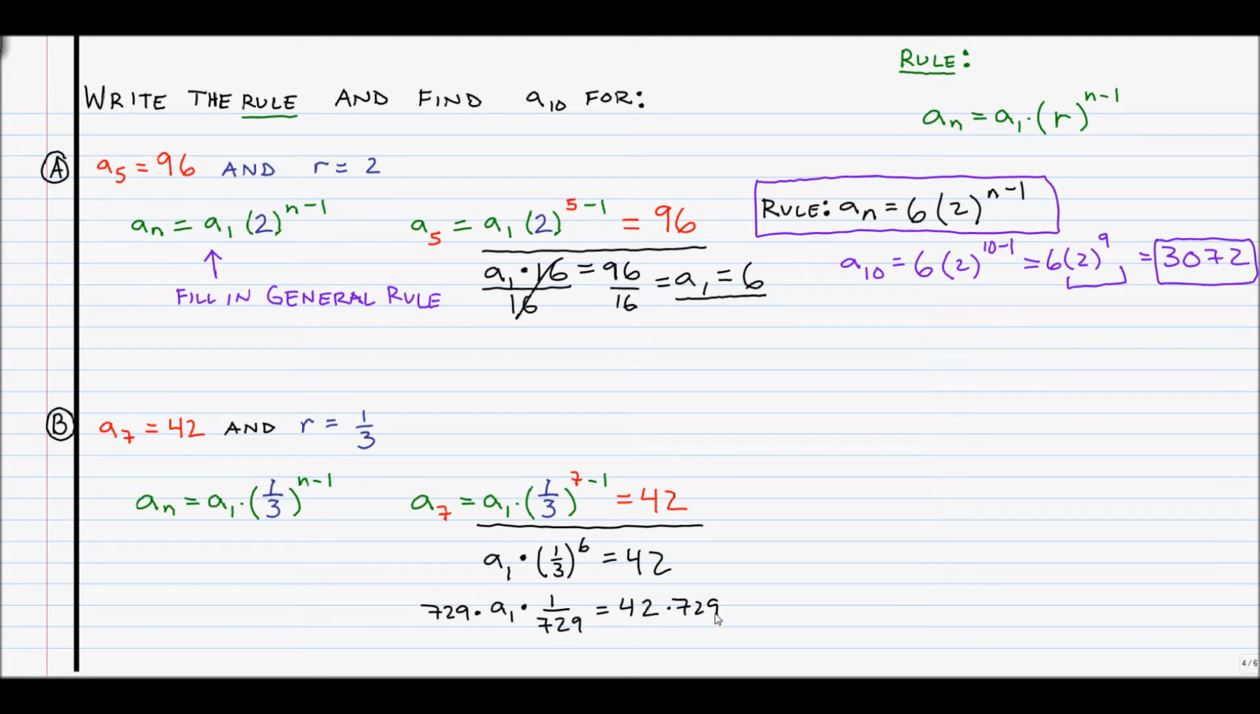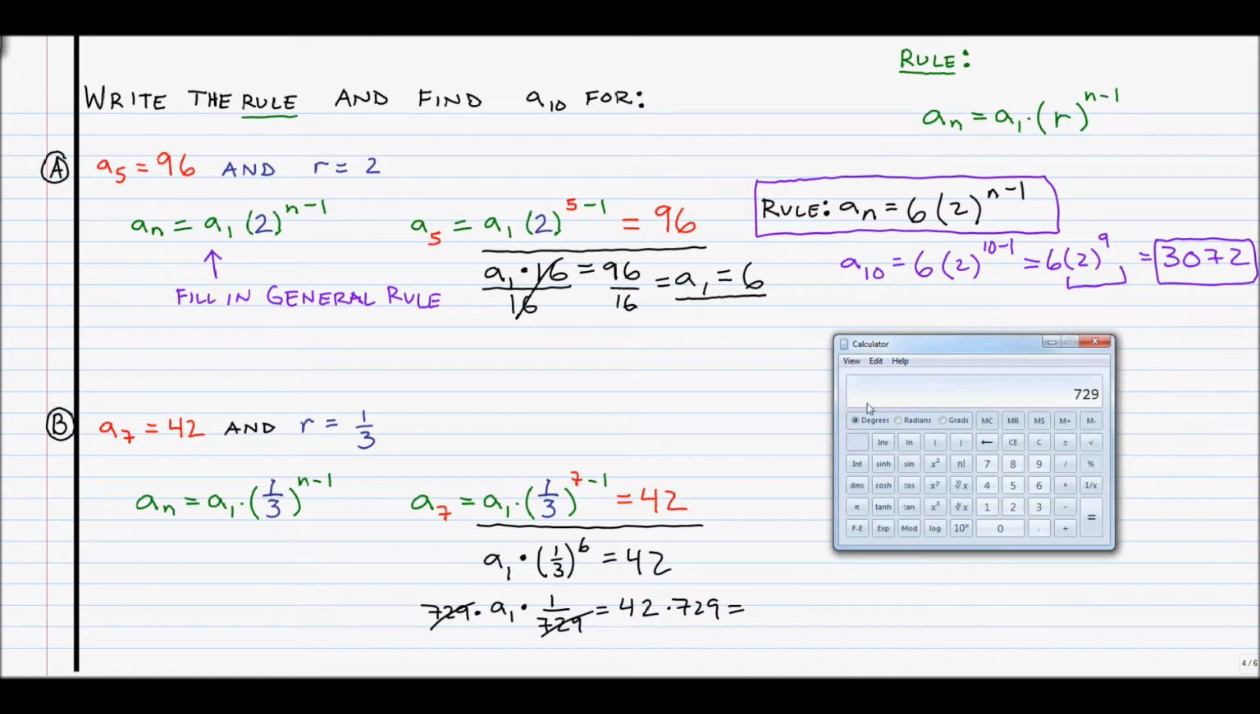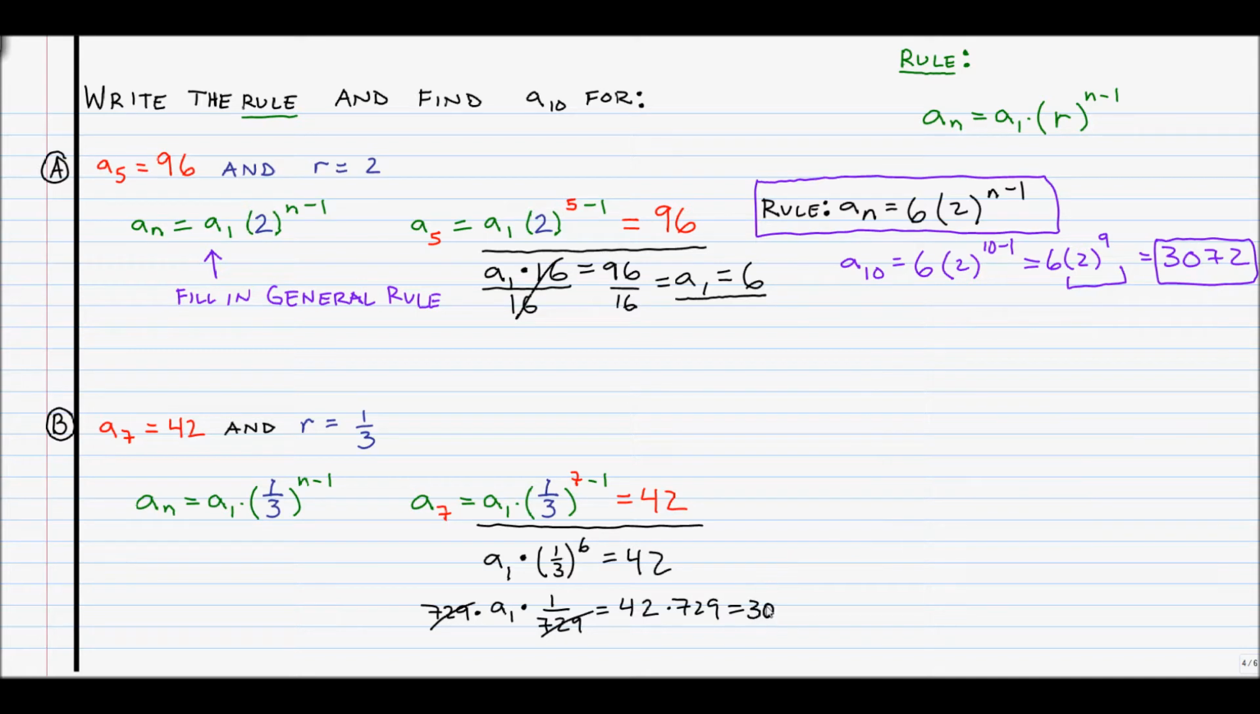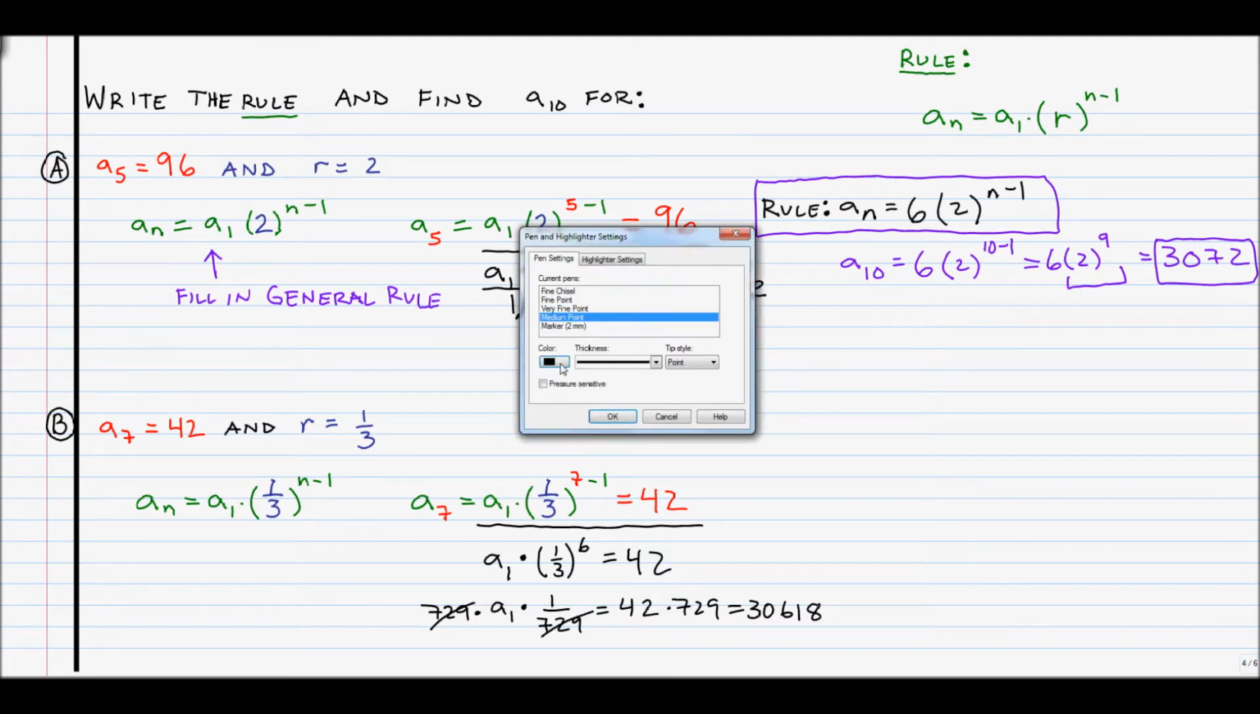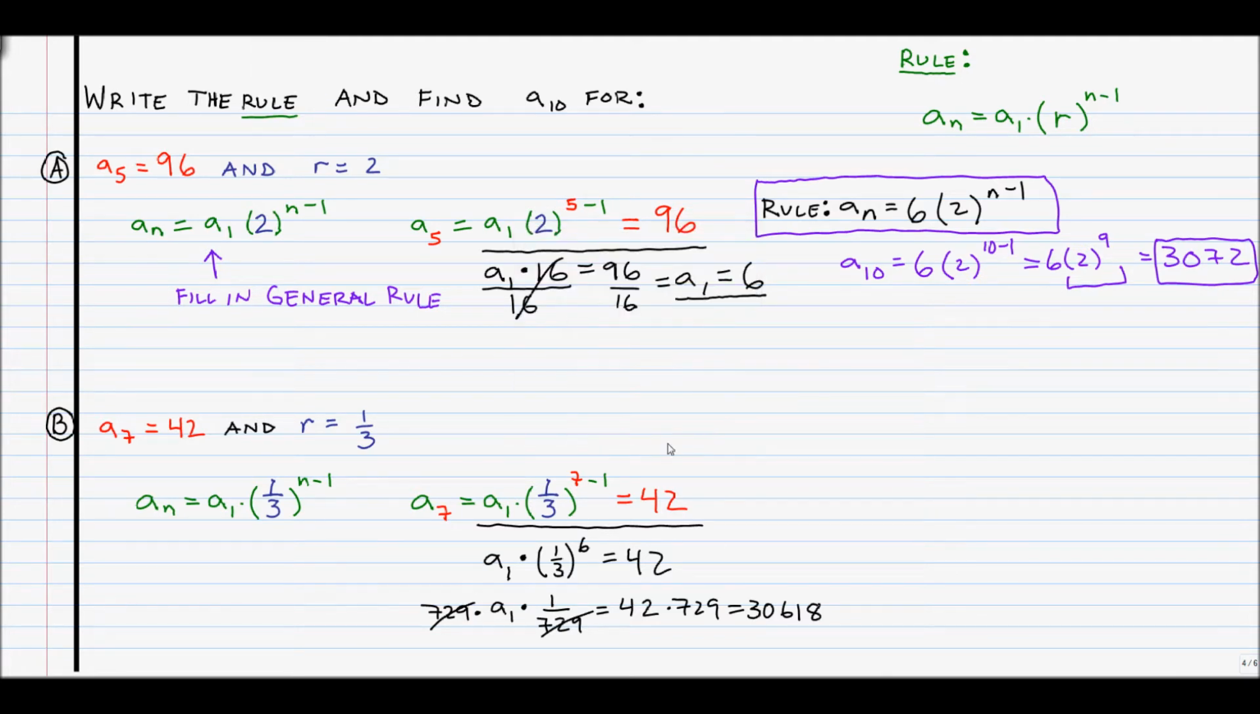The reason being, that'll cancel this guy, and I'll get a sub 1 is equal to probably a pretty big number, 729 times 42, 30,618. So we got a big number. You're going to notice that happens a lot with these geometric sequences and later series. You get big numbers a lot of the time. So what is this guy? This guy is good old a sub 1.